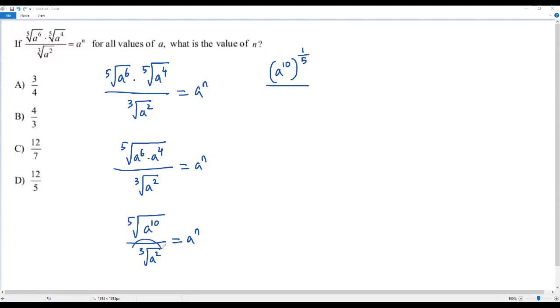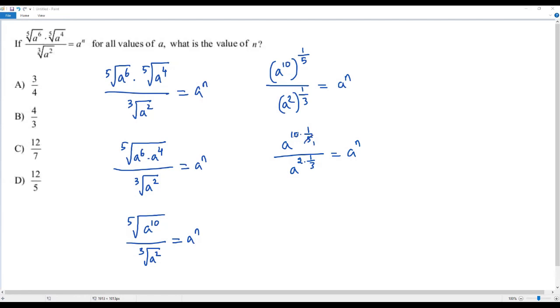The same thing we can do for this one. We write the stuff inside the radical, that is a squared. Now the exponent has to be a fraction with numerator 1, and the denominator has to be the index of the radical, that is 3. Now we can write the stuff on the right side as it is, that is a to the nth power. Here we have base a and exponent 10, and for this complete stuff we have the exponent 1 over 5. Whenever we have two exponents like this, we can multiply the two exponents using the power of a power rule. Then we get a to the power of 10 times 1 over 5. The same thing we can do over here, that is a to the power of 2 times 1 over 3 equals a to the power of n.